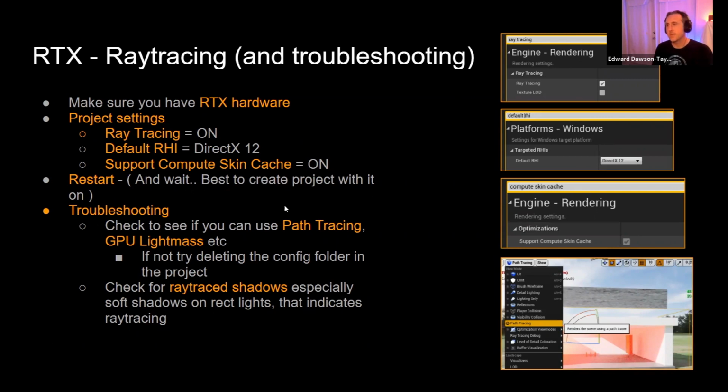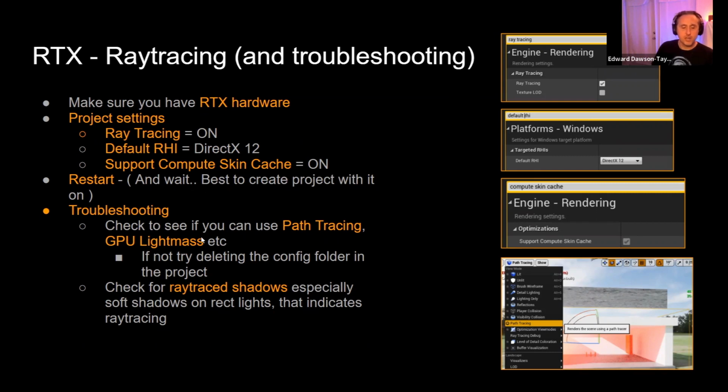But the best thing, what I recommend, since you're probably going to want it in filmmaking, is when you create a project, just set ray tracing to be on from the beginning. You won't have to keep restarting all the time. It's annoying. You have to wait and make sure it recompiles all of your shaders. Nobody likes waiting.